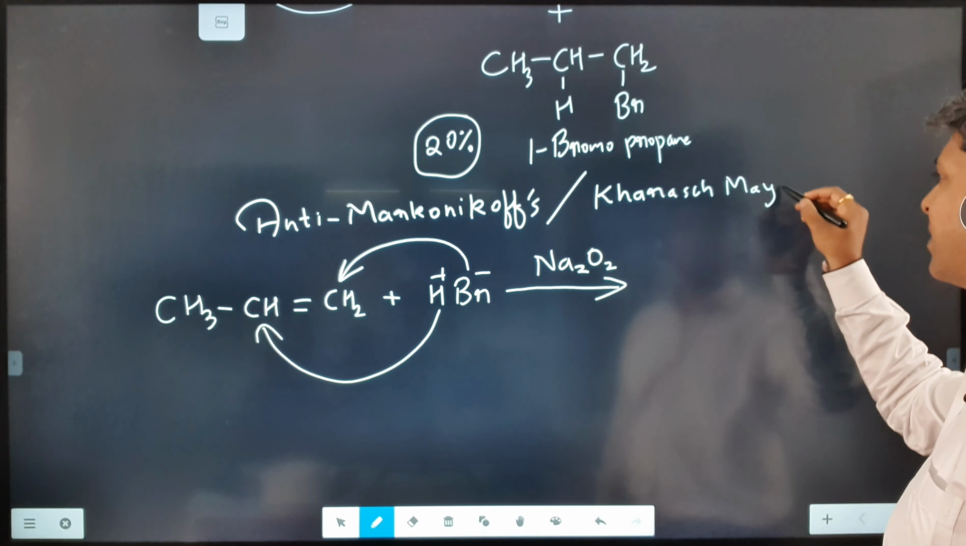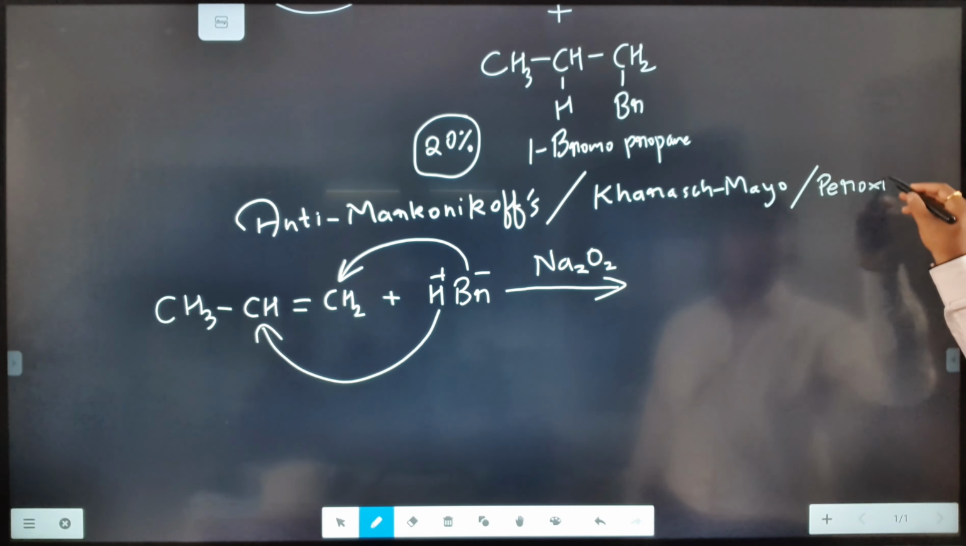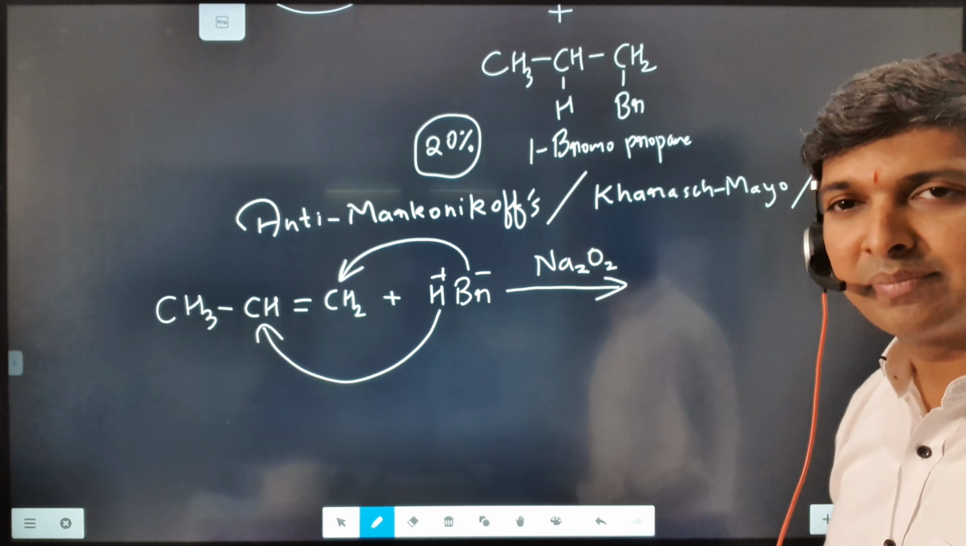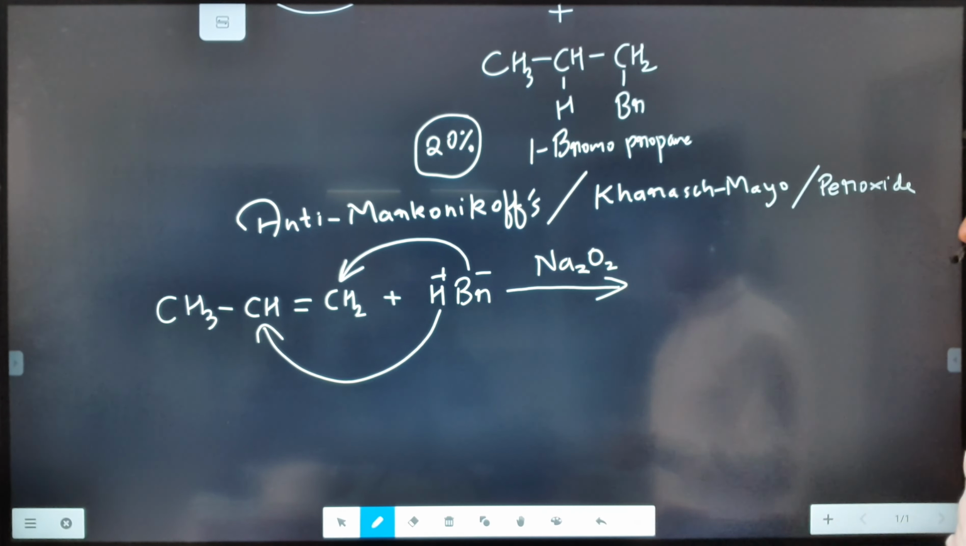Okay, Kharash-Mayo effect, or also known as the peroxide effect. Peroxide effect bhi kehte hai isko. See, entrance mein kaam mein aayega aapke. Theek hai, these are the other names which are given to anti-Markovnikov's rule: Kharash-Mayo effect and peroxide effect.